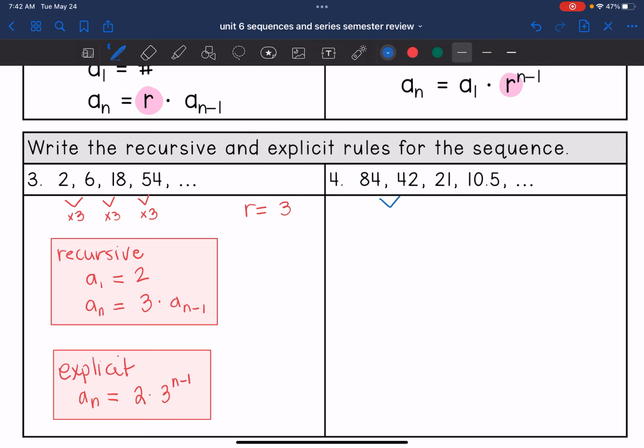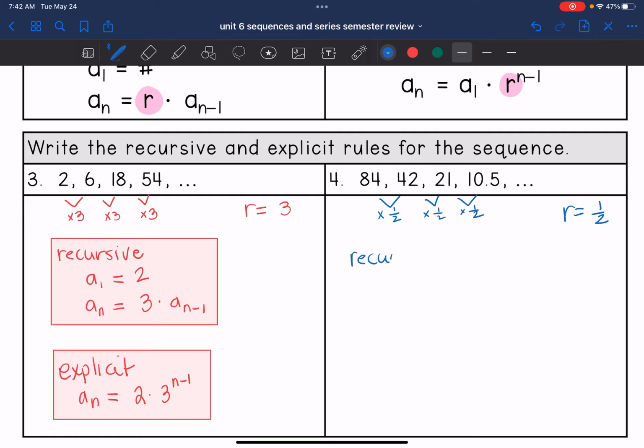So from 84 to 42, it's getting smaller, so it's dividing by something. Looks like it's exactly half. So instead of saying dividing by 2, I'm going to say multiply by 1/2, and just make sure that that pattern holds the whole time, which it looks like it does. So our common ratio here is 1/2.